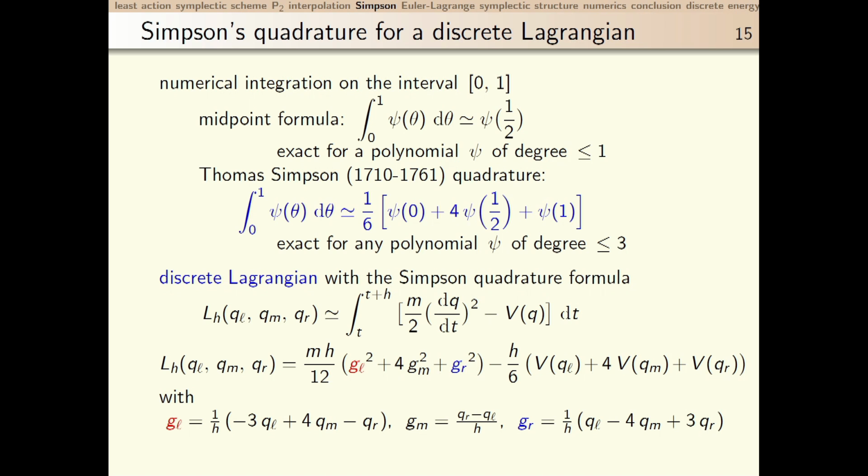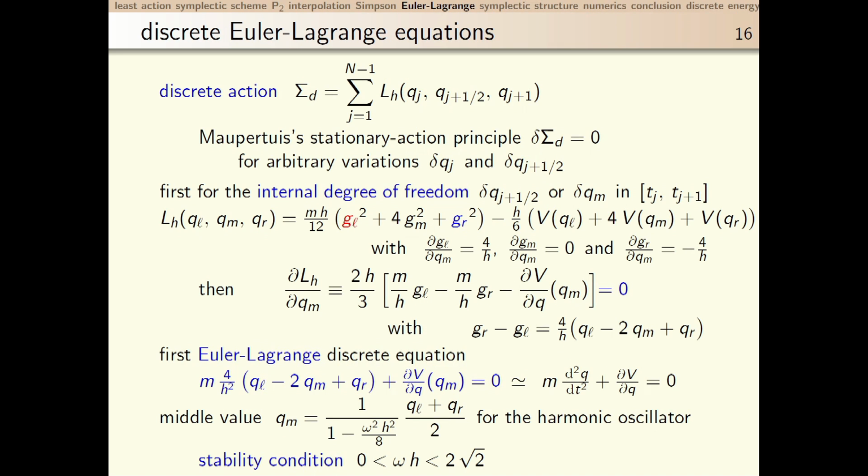Therefore, for the left term, you have to compute this combination of the square of the discrete gradients, and at the right, you have this combination of the potentials. So you have a Lagrangian, which is now a discrete Lagrangian, a function of the two extremities and the degree of freedom in the middle. So you apply this Maupertuis principle for the middle value, and you say that the variation of this action relative to q_{g+1/2} is equal to 0.